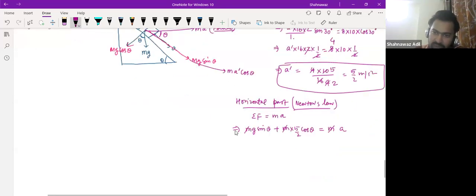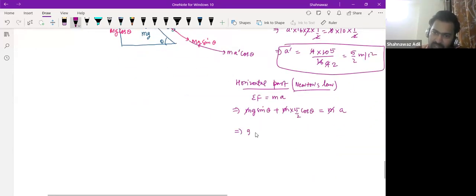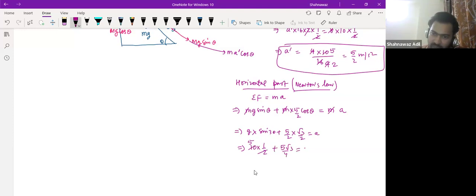Right. So what would this thing be? g sine theta is sine 30 plus 5 by 2 cos 30, which is root 3 by 2. This is your A. So this is 10 by half, this is 5 plus 5 root 3 by 4. So how much is this thing? This is A. 5 we can take common, 1 plus root 3 by 4.